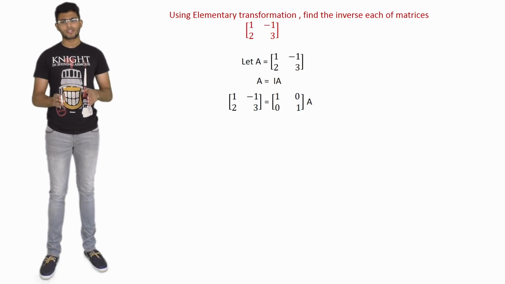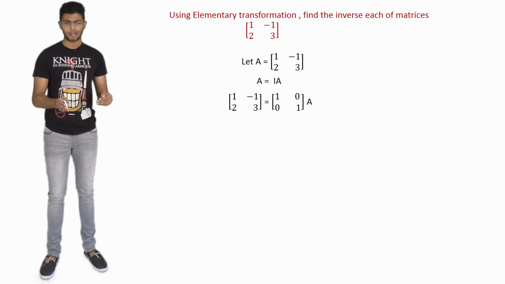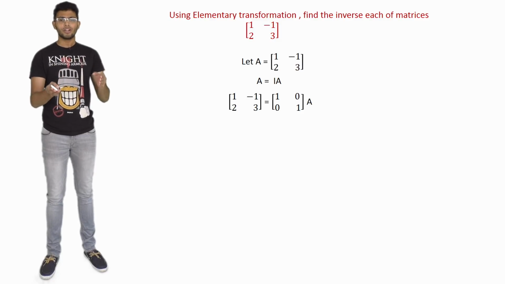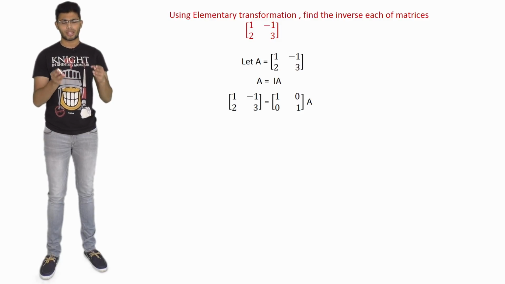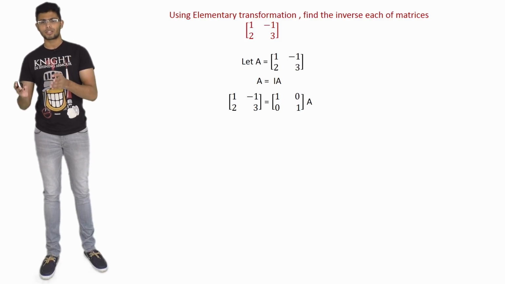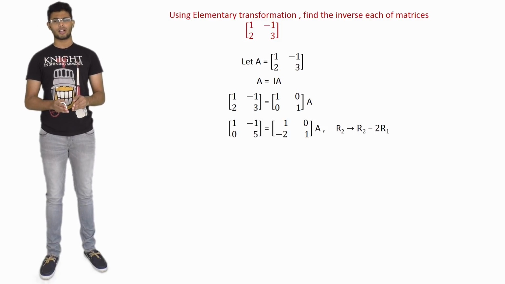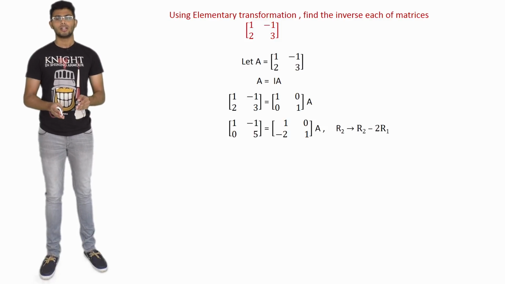So we're going to try to make the A matrix on the LHS into 1, 0 and 0, 1, which is an identity matrix. And when we make the A matrix on the LHS into an identity matrix, automatically the identity matrix on the RHS becomes the inverse matrix. Okay, so let's solve this problem.